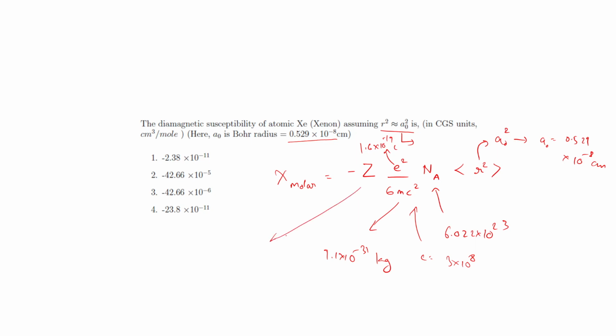And Z is the number of electrons of xenon. If you see the periodic table, xenon has 54, so Z is equal to 54. If you put everything in, the value you get is minus 42.66 into 10 to the power minus 6 centimeter square per mole. It is just a formula based question.